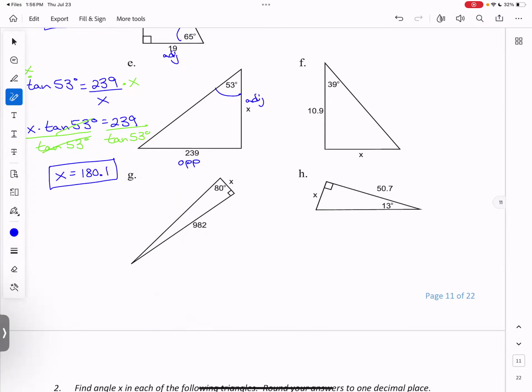Okay. Next one, x is our opposite side, 10.9 is our adjacent. So tan of 39 degrees is x over 10.9. We can multiply both sides by 10.9. Okay, so we get x is 10.9 times tan of 39 degrees. And that gives me 8.8.